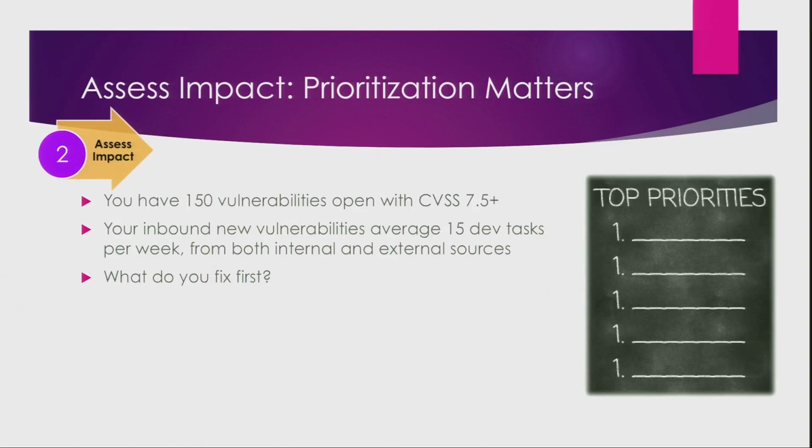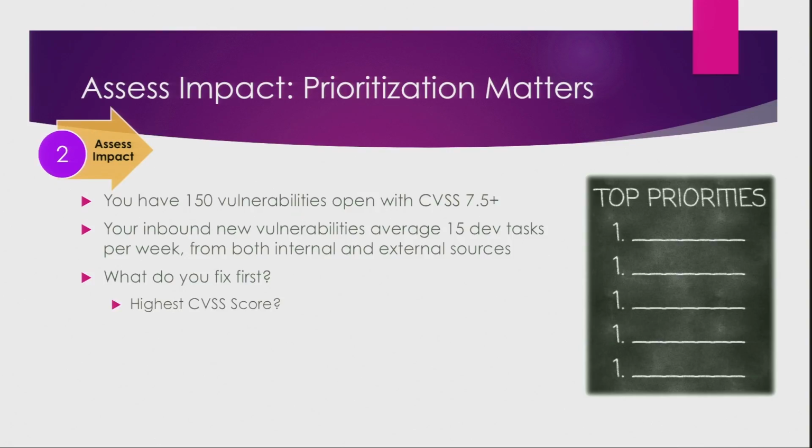So then you want to be able to prioritize. And when you have 150 CVSS 7.5 and higher vulnerabilities, they all look the same. How do you decide which one is the most important to fix? Because you know you can't fix them all. Like, you can't. There's just no way. The vulnerabilities keep coming in. Let's say you're only fixing 10 a week, but you're getting 15 a week. You have to decide which ones you're going to fix first.